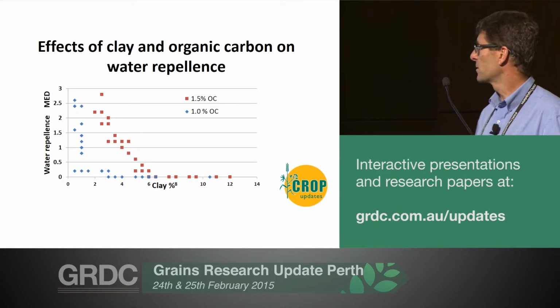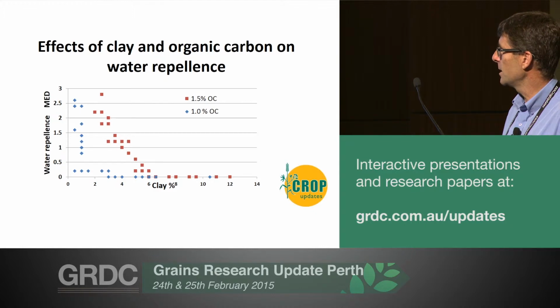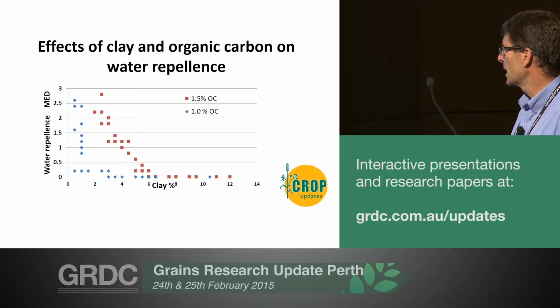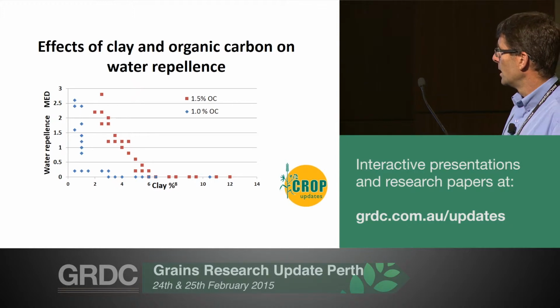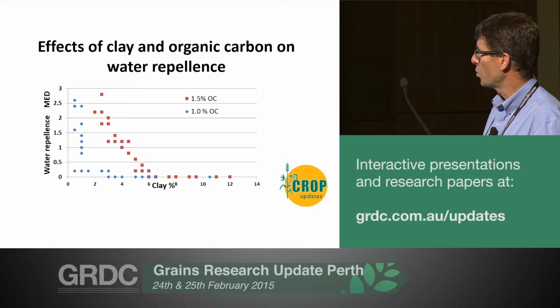So what is the effect of clay on wetting? Once again, we've got this MED value here, which is a measure of water repellence, 3 being highly repellent, and then clay values here ranging from 2% up to 14%. Generally, as the clay increases, the wettability of the soil increases, water repellence decreases, and we can see that.